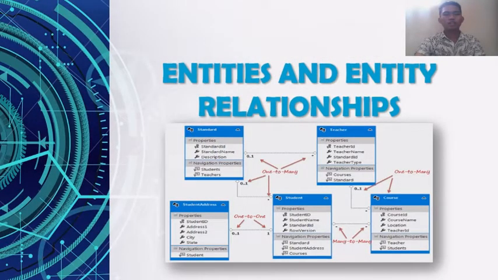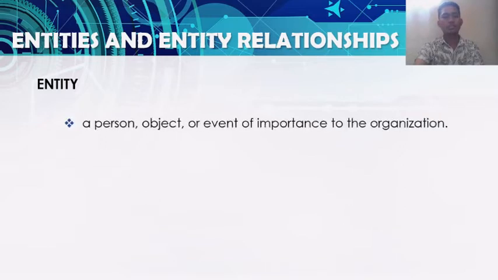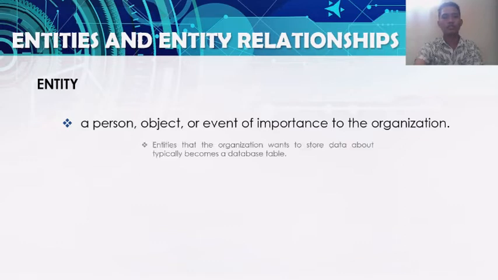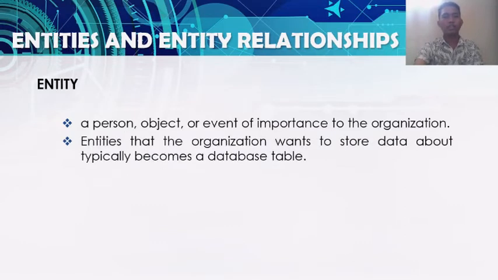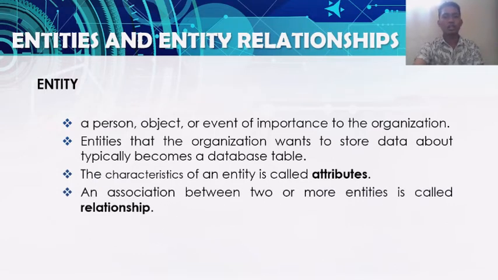Now let's move on and talk about entities and entity relationships. Let us first understand what an entity is. An entity is a person, object, or event of importance to the organization. Entities that the organization wants to share data about typically become a database table. The characteristics of an entity are what we call attributes, and the association between two or more entities is what we call the relationship.